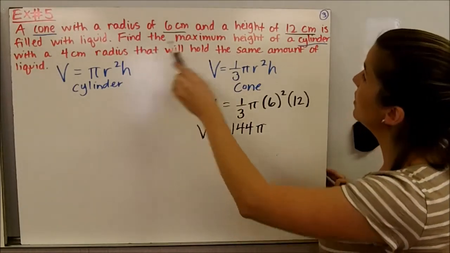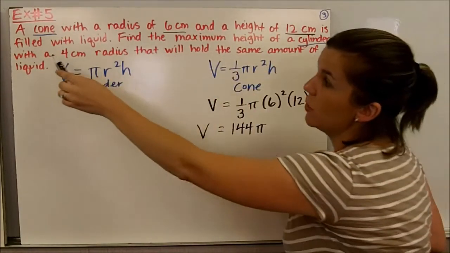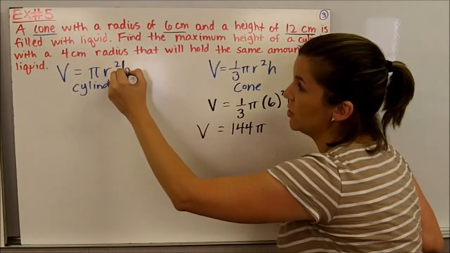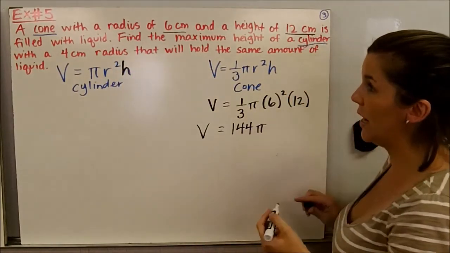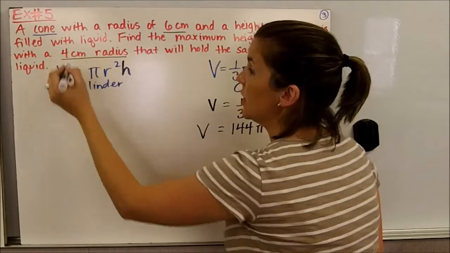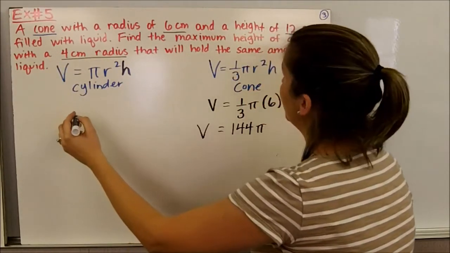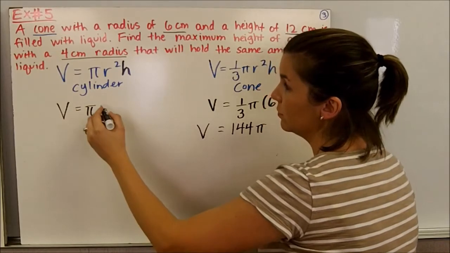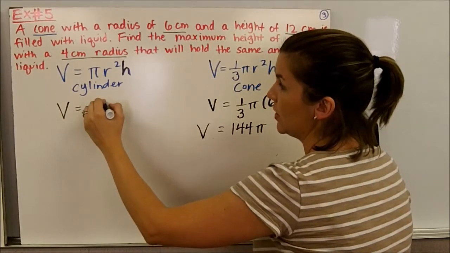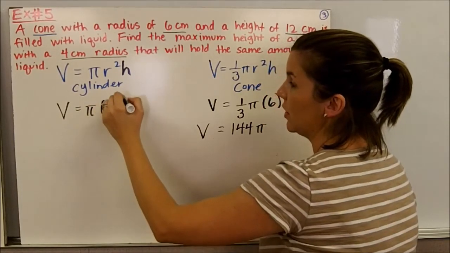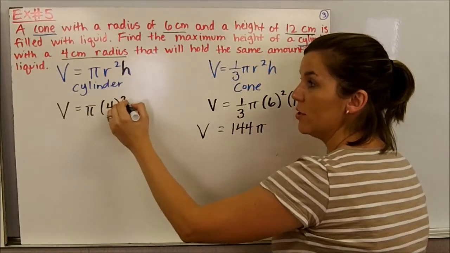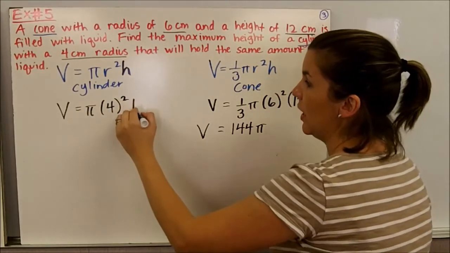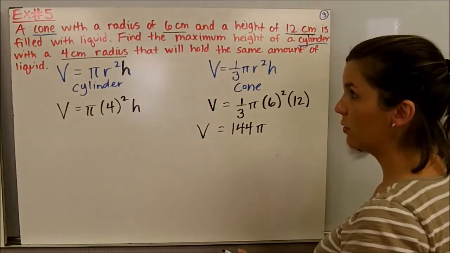All right. Find the maximum height of a cylinder with a radius of 4 centimeters. So we're looking for, what is H? Well, the radius of this cylinder is 4 centimeters. We're not given the volume of the cylinder. And instead of R, I'm going to plug in 4. Again, R is squared, so this 4 is squared. And H is what I want to find out.